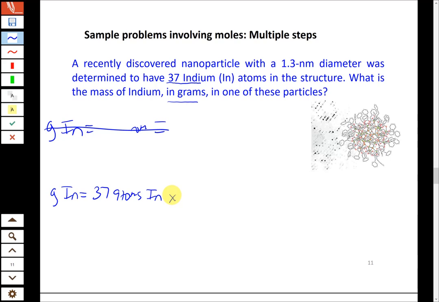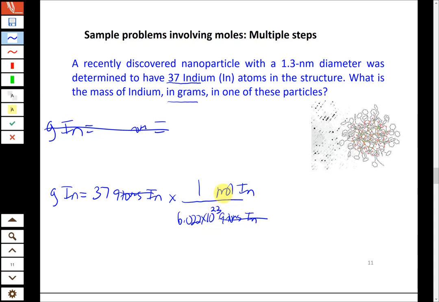So if we have atoms of indium, if we know how many indium atoms we have, the number of moles we have is going to be determined by Avogadro's number. All right, so again, to make sure we write it out correctly, we want atoms in the denominator, moles in the numerator, and Avogadro's number tells us that 1 mole has 6.02 times 10 to the 23rd atoms.